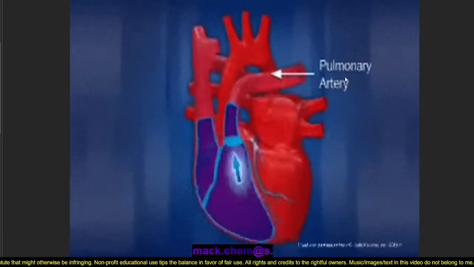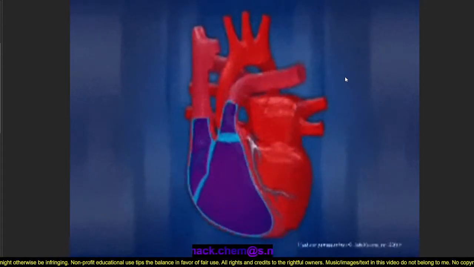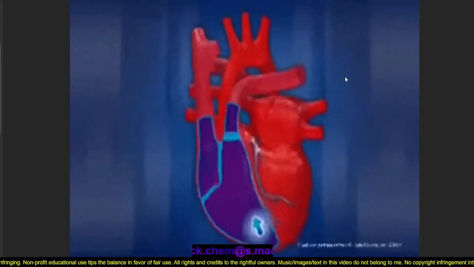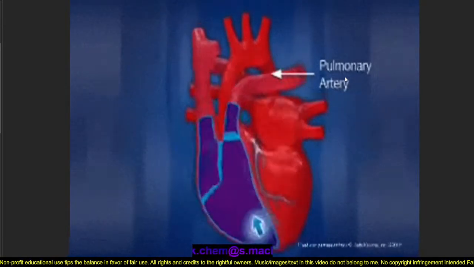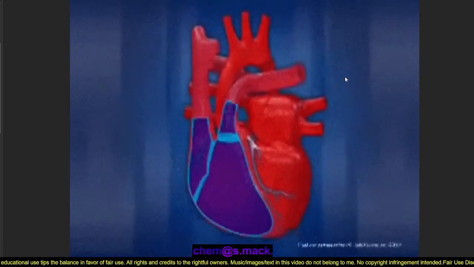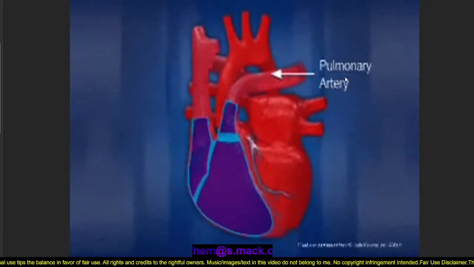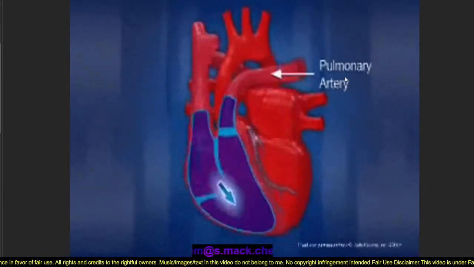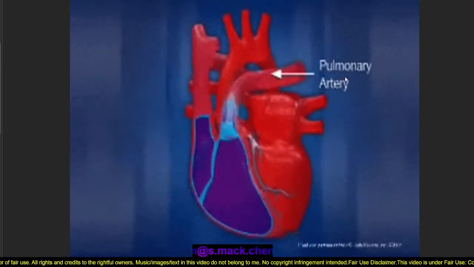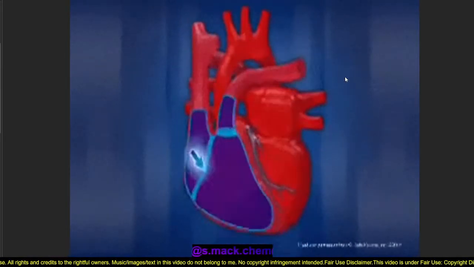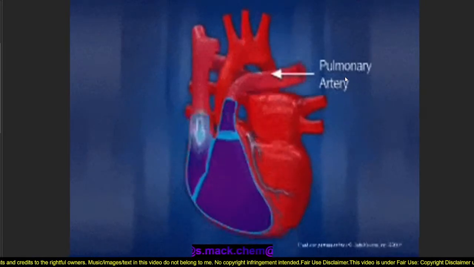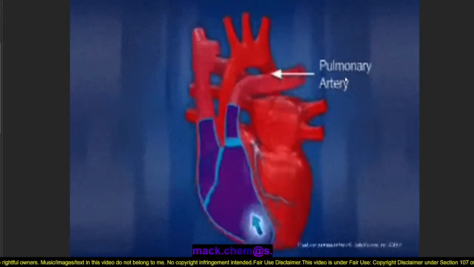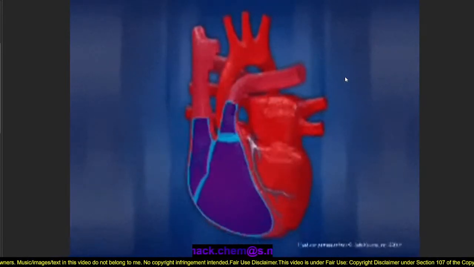We're taking a look at our diagram here, which shows how deoxygenated blood enters via the vena cava to the right atrium of the heart. From the right atrium, the blood is sent into the right ventricle. The right ventricle squeezes and pushes the deoxygenated blood to the lungs via the pulmonary artery. And at the lungs, this deoxygenated blood will gain oxygen gas.